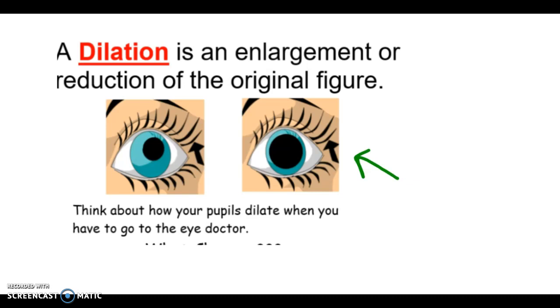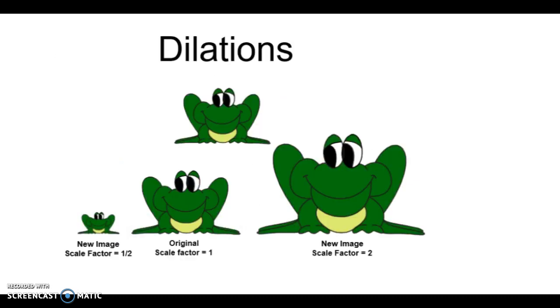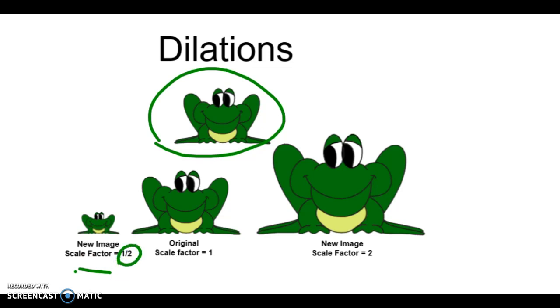Okay, so the way that these work, if we are dilating, we use what's called a scale factor, and the scale factor is going to tell us if our new image is going to be larger or smaller than the original. So if we look at the frogs, this frog right here is the original. This little guy right here was dilated with a scale factor of 1/2. So basically it's going to be 1/2 the original size. So anything less than 1 is going to take your original shape and shrink it down.